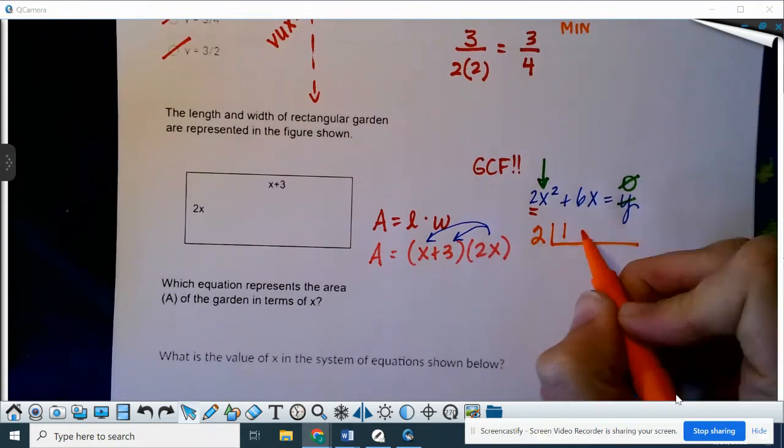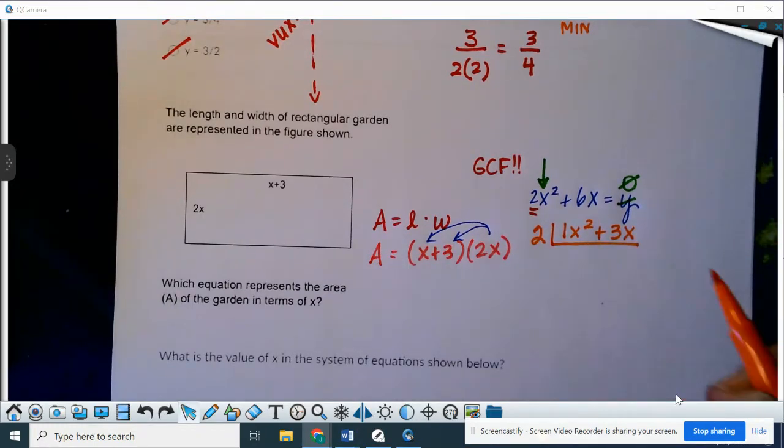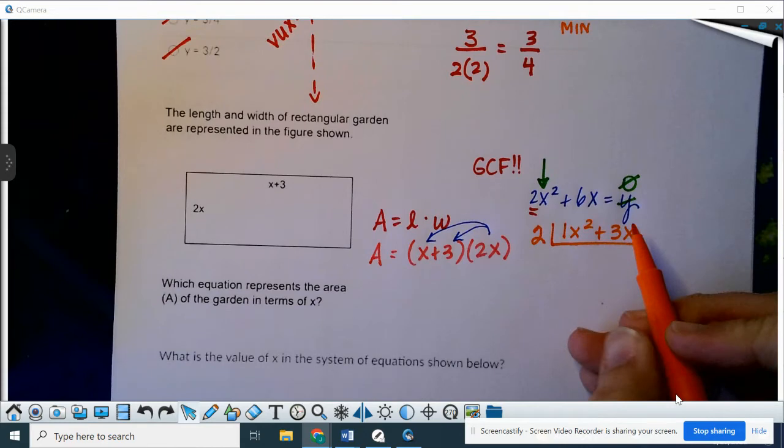And 2 times 1 gives me 2. Then I have x squared. And then 2 times 3 gives me 6. And I still have x. Now, if I'm looking at these, I have 1 and 3. Both of those are primes. That's perfect.